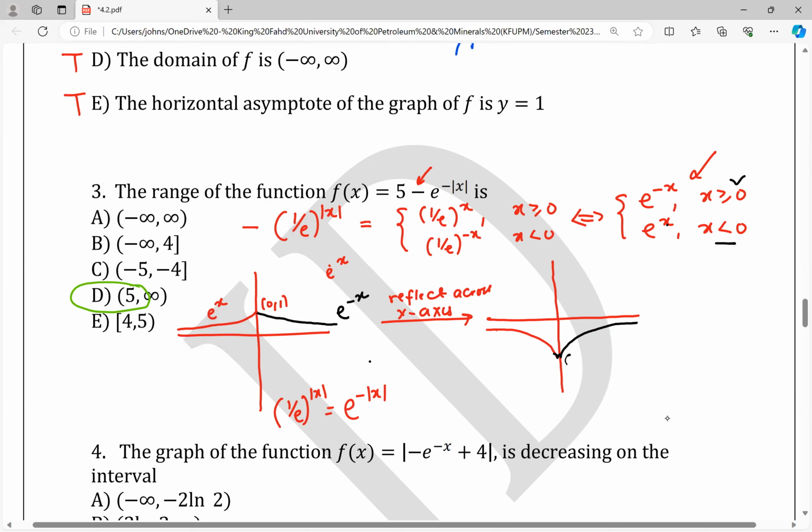Now this point is still 0 and minus 1. And now we have to do vertical translation, 5 units upward. So if you do 5 units upwards, what will change?